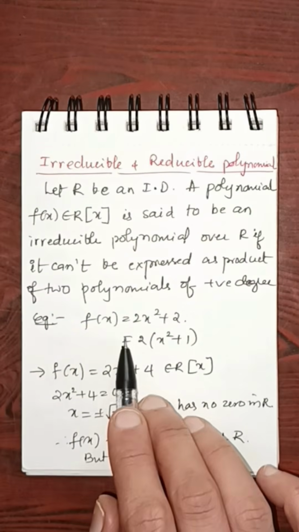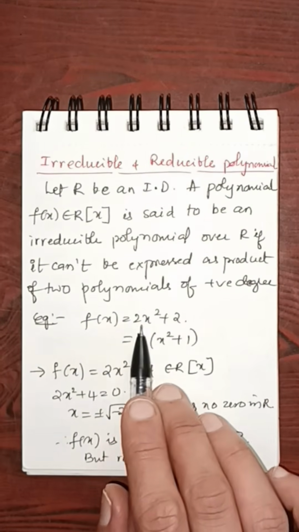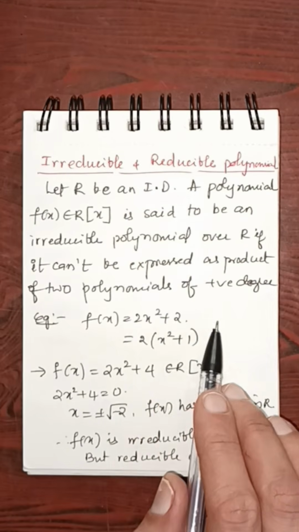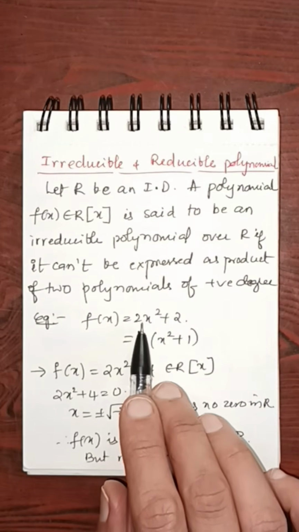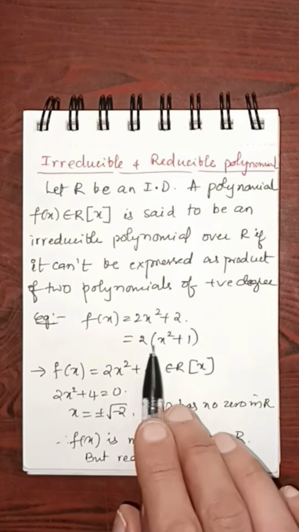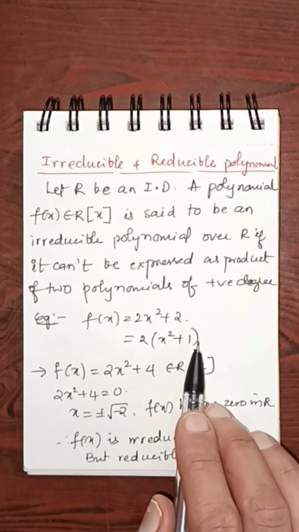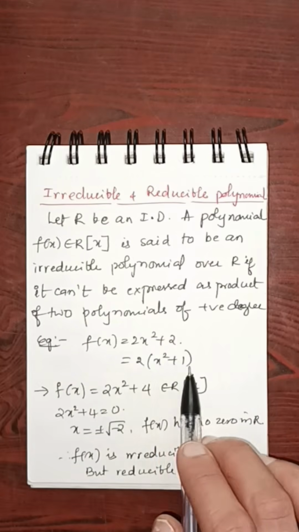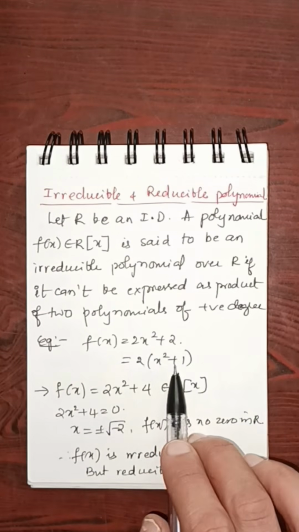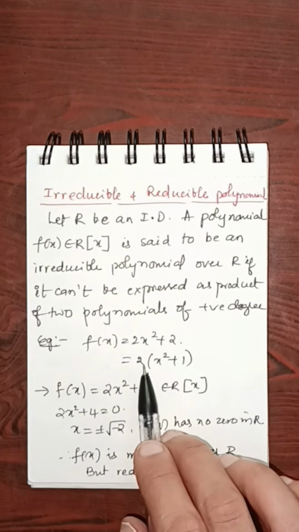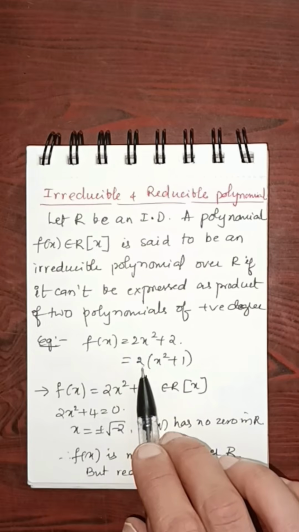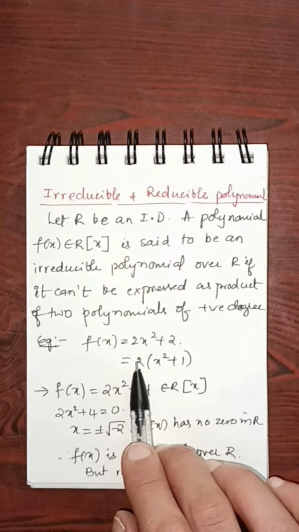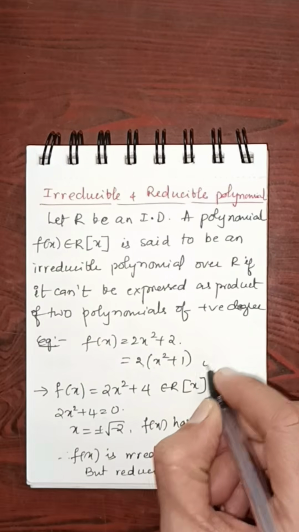See, for example, I will consider the polynomial f of x equal to 2x square plus 2. This is a polynomial in Z of x. Now, I can write this polynomial as 2 into x square plus 1. Though we can write this polynomial as 2 into x square plus 1, a product of two polynomials, this is not of positive degree. The degree of this polynomial 2 is 0. Therefore, this polynomial is irreducible over Z of x.